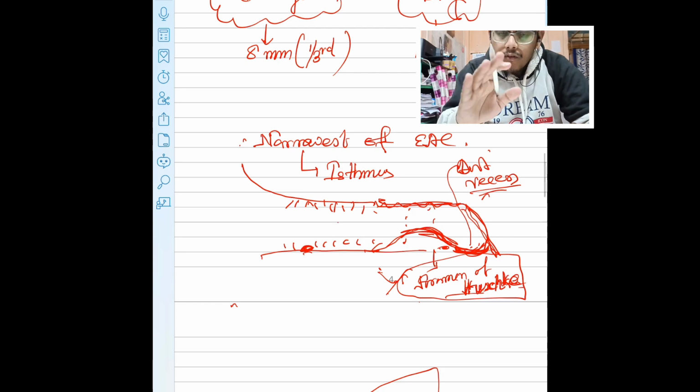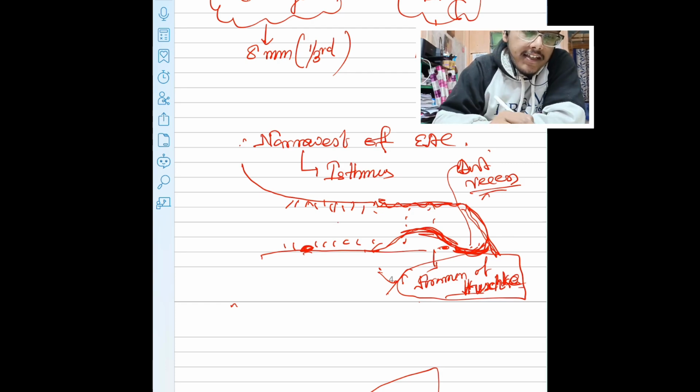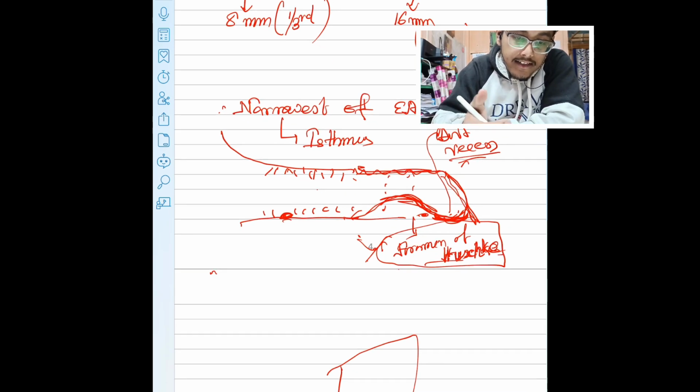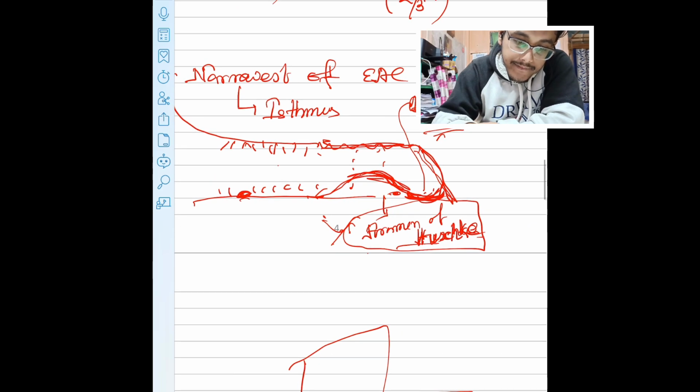The narrowest part of the EAC is the isthmus. Of course, it's not at the junction. You can see this is the bony part. After this there is one bulge, and after this bulge there is the area which is the isthmus. That is the narrowest part. It is not at the junction of the outer cartilaginous and inner bony parts.